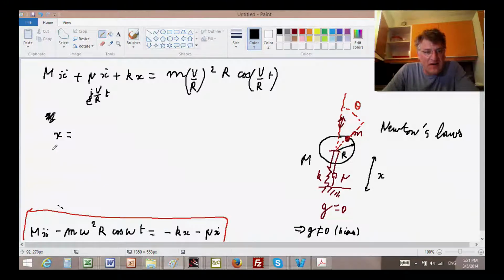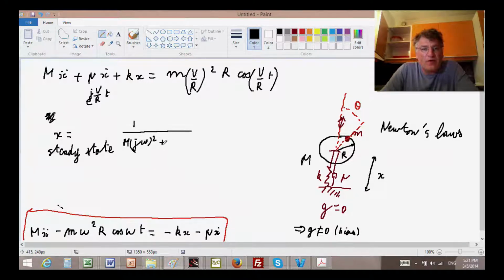So what we get is that x will be equal to, as far as steady state component is concerned, 1 over M times j omega squared plus mu times j omega plus k, times the amplitude of the input signal, which will be m v squared over r, because one of the r's goes away, times e to the j omega t. Okay, so that's the complex element.